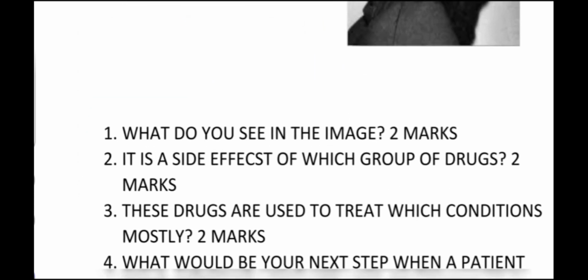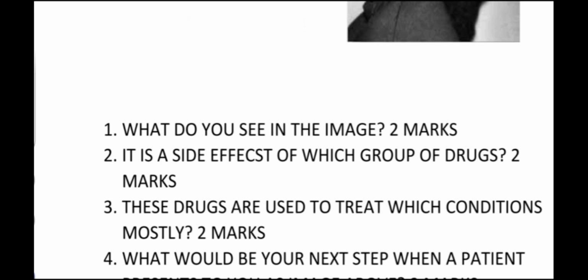So let us proceed. Question 2: it is a side effect of which group of drugs? 2 marks. So where are you going to find acute dystonia? Acute dystonia is one of the extrapyramidal side effects, and this comes as a result of using antipsychotic drugs. That's what you have to know. It's a side effect of using antipsychotic drugs.